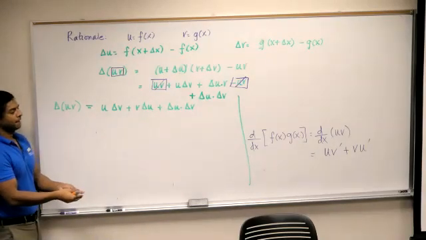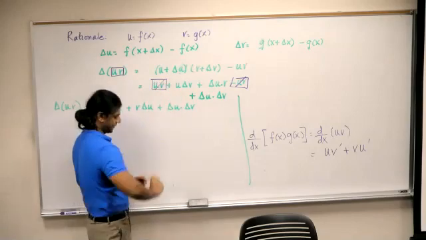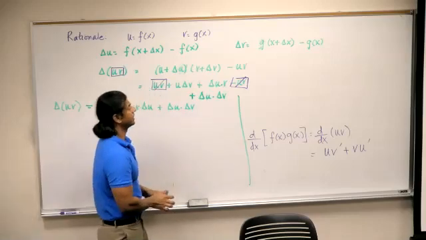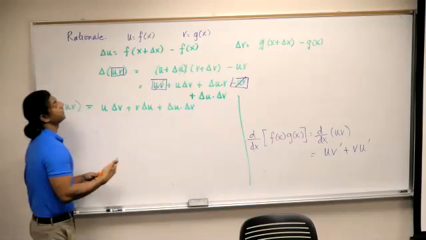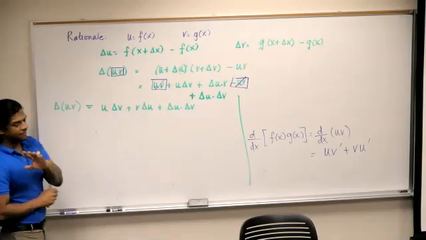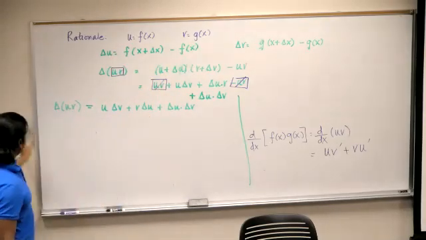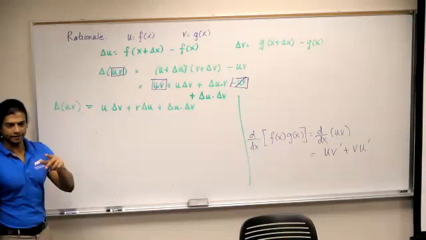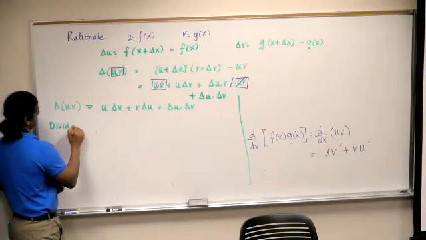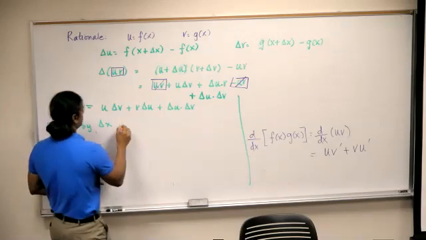All I'm measuring is how u changed and v changed. So that would be u plus a tiny amount of change in u, v plus a tiny amount of change in v, and I'm subtracting uv from it. Standard difference quotient approach. I still haven't found the derivative. Since u and v are functions of x, I have to divide by delta x, which is the change in x, on both sides, of course.